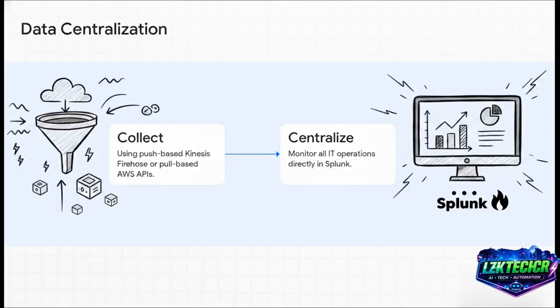To simplify the mechanics here, it really happens in two fundamental steps. Step 1 is collect. The add-on uses push-based methods like Amazon Kinesis Firehose or pull-based methods through AWS APIs. Now, in management terms, that just means flexible, guaranteed data centralization completely regardless of how your specific AWS architecture is built.